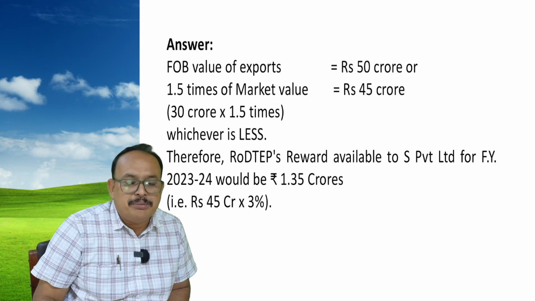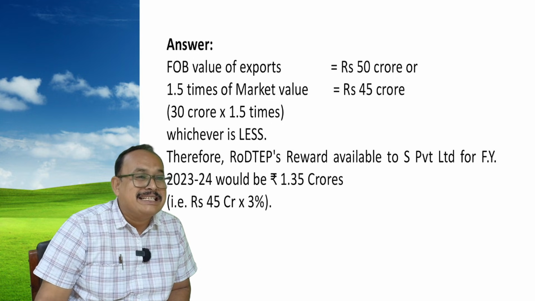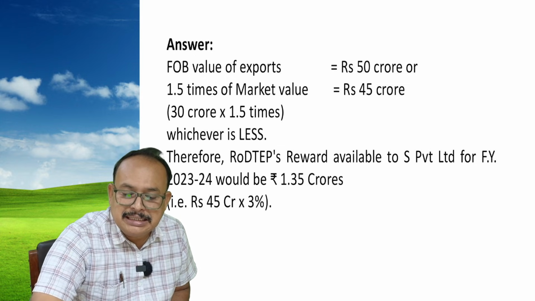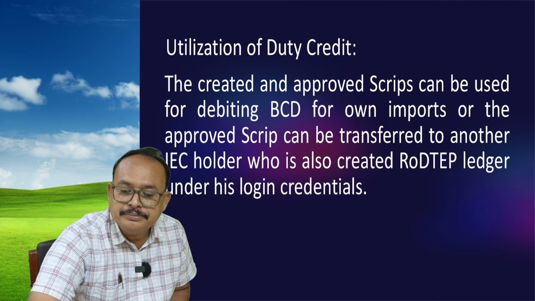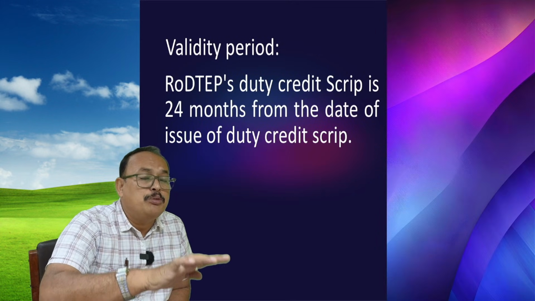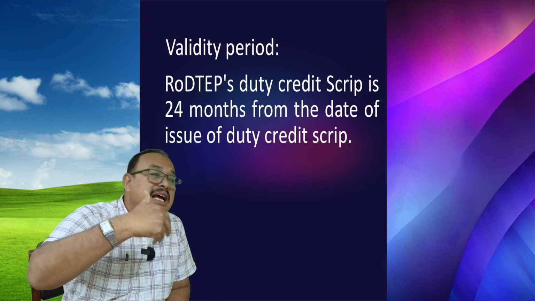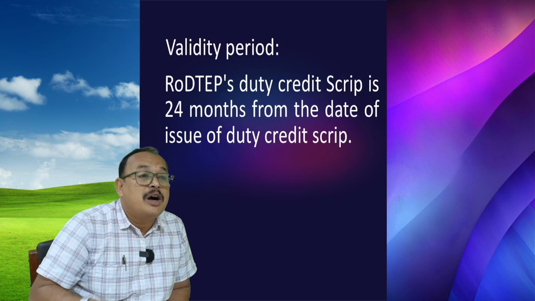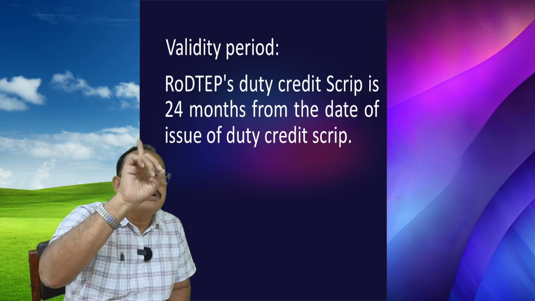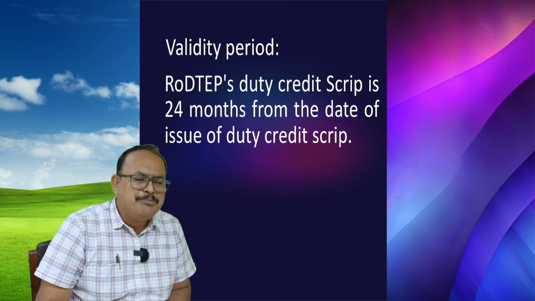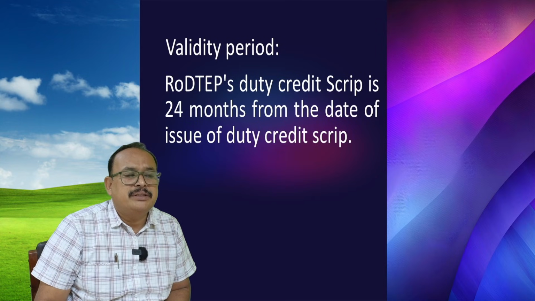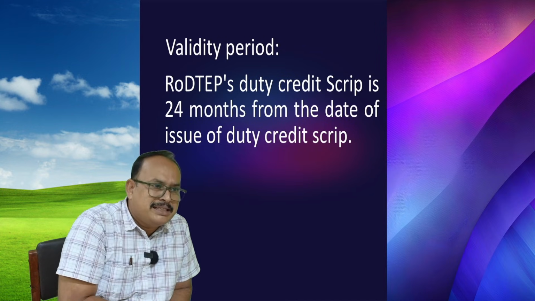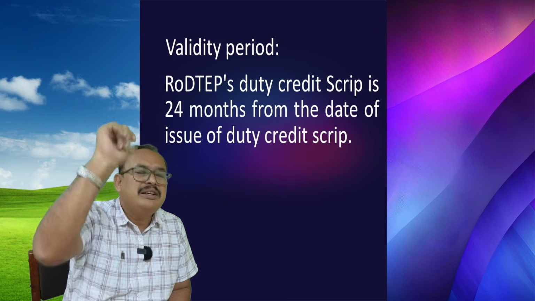Now coming further, my dear sir, the EPCG scheme, Export Promotion Capital Goods Scheme. Before going for the EPCG scheme, if I got a RODTEP license, which license is valid for how many months? 24 months validity of the RODTEP scheme. It's a post-export benefit, no export obligation. I can use the value of the duty credit scrip. Just now I told you 1.35 crores, duty credit scrip. How long validity? 24 months.